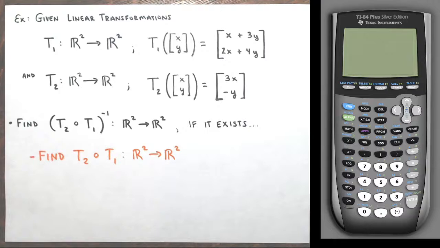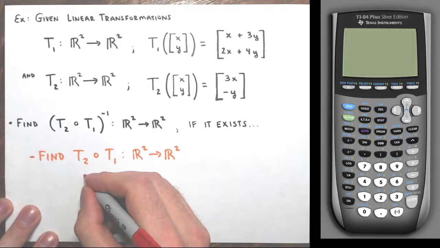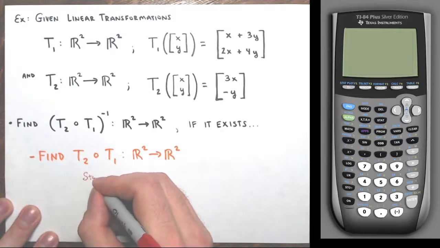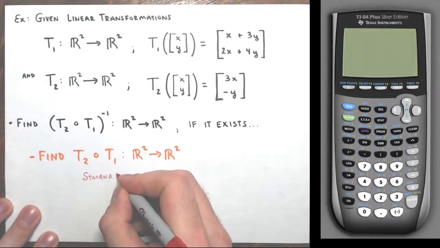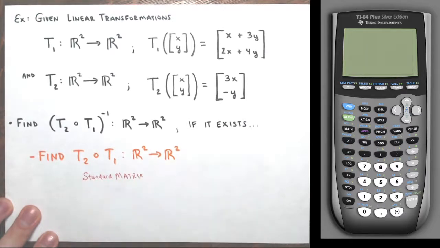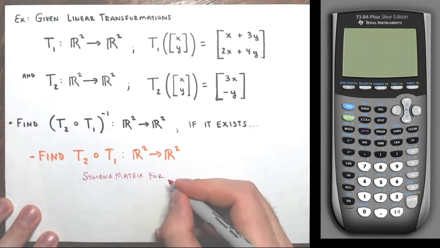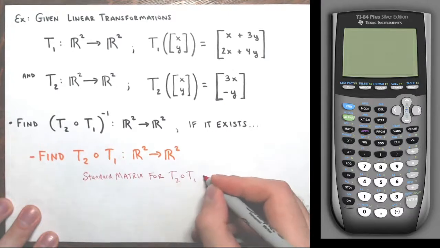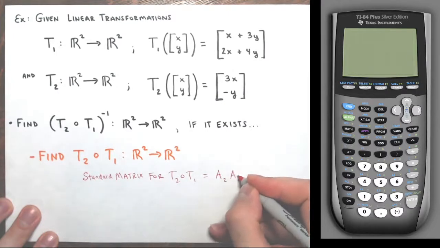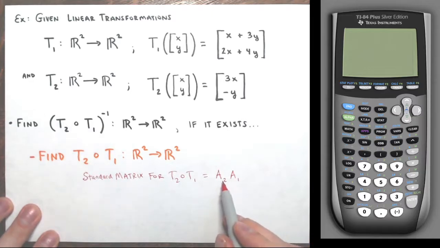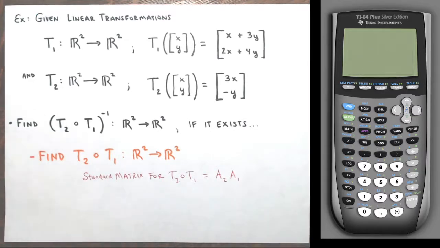Now you could do this a couple of ways. I'm going to do it with the standard matrix way. Remember, this is from a previous video, but I'll write it right here. The standard matrix for T2 composed with T1 is A2 times A1, in that order. A2 is the standard matrix for T2, and A1 is the standard matrix for T1.